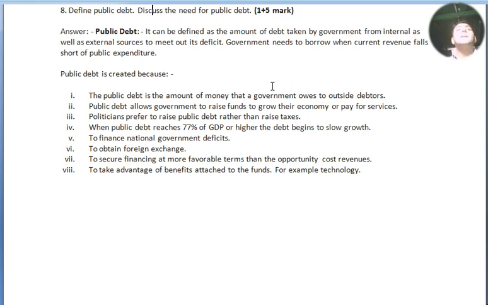Point number 2, public debt allows government to raise funds to grow their economy or pay for services. Point number 3, politicians prefer to raise public debt rather than raise taxes. Point number 4, when public debt reaches 77% of GDP or higher, the debt begins to slow growth. Point number 5, to finance national government deficits. Point number 6, to obtain foreign exchange. Point number 7, to secure financing on more favorable terms than the opportunity cost of revenues. Point number 8, to take advantage of benefits attached to the funds, for example, technology.